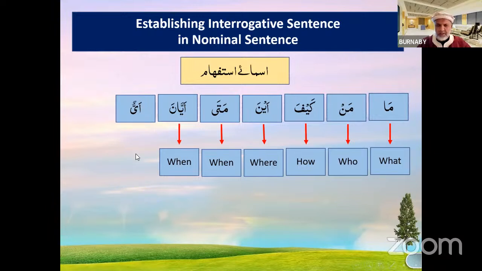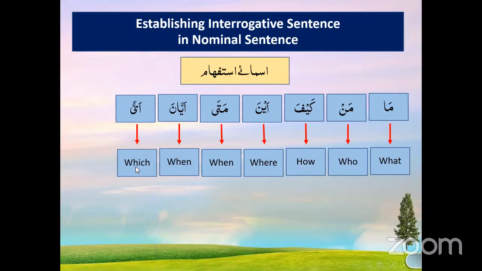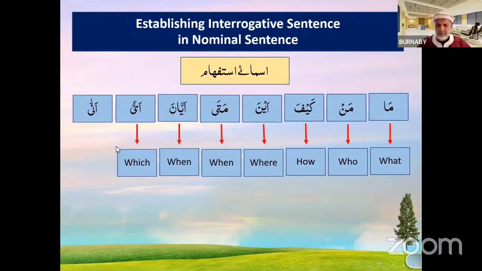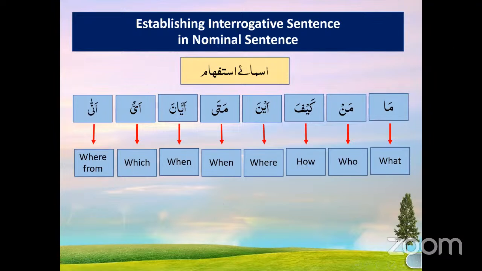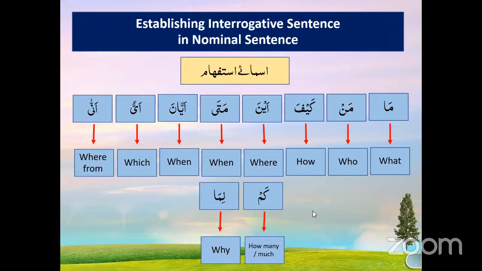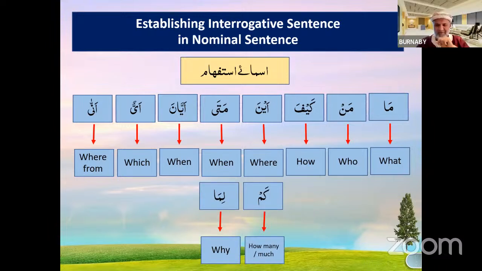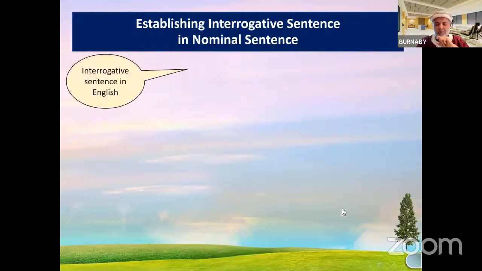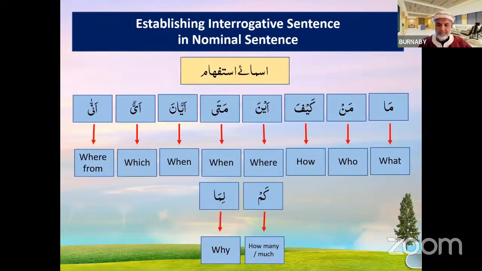Ayyun means which. And then anna means from where, or where from. Come means how much or how many. And lima is why. Not why not, lima is why.